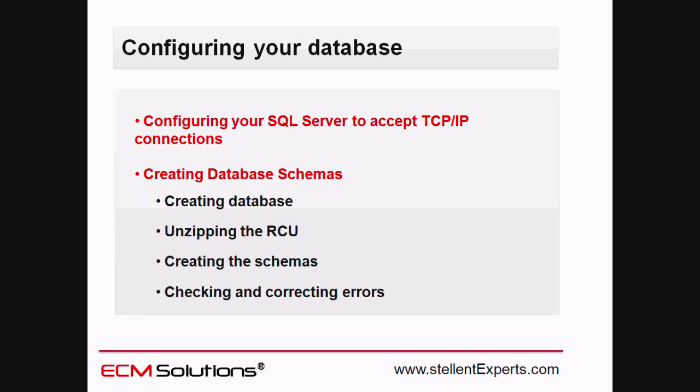In this step, I'm going to show you how to configure your database to support the content server and Oracle UCM 11G. There are two major steps that you need to perform for configuring your database. You need to configure your database of choice to accept TCP/IP connections and be up and running for you, and you need to create a database schema for the products with an Oracle UCM. Let me go through the steps and show you what's involved in this.